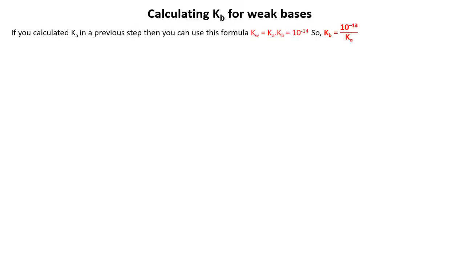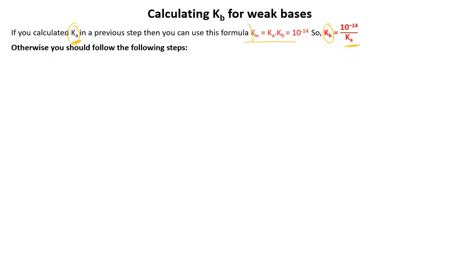Now, how to calculate Kb for weak bases? Again, if we would like to calculate Kb, we have to return to the relations we have. If we calculated Ka in a previous step, then you can use this formula, which is telling that Kw, which is the dissociation constant of water, is equal to Ka multiplied by Kb, equal to 10 to the power negative 14. So if you are asked to calculate Kb and you already have Ka, it's very easy. It's just 10 to the power negative 14 over Ka.